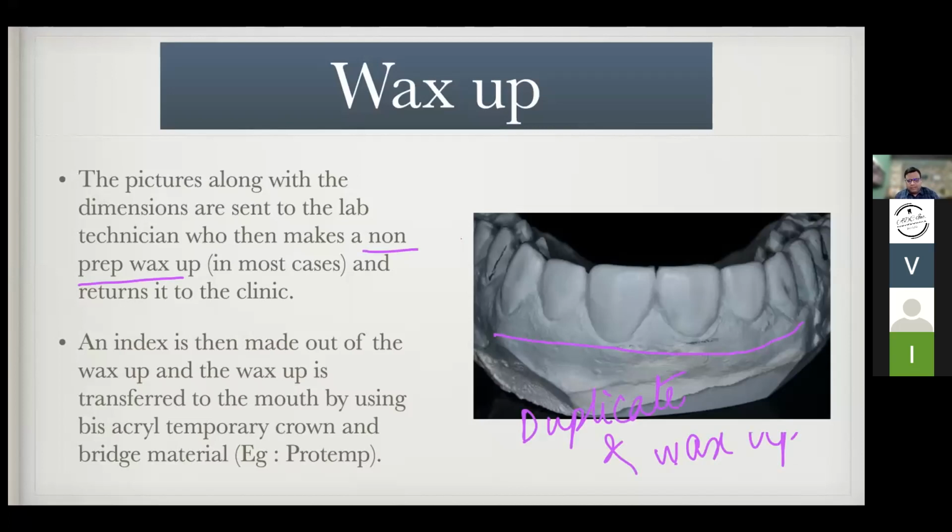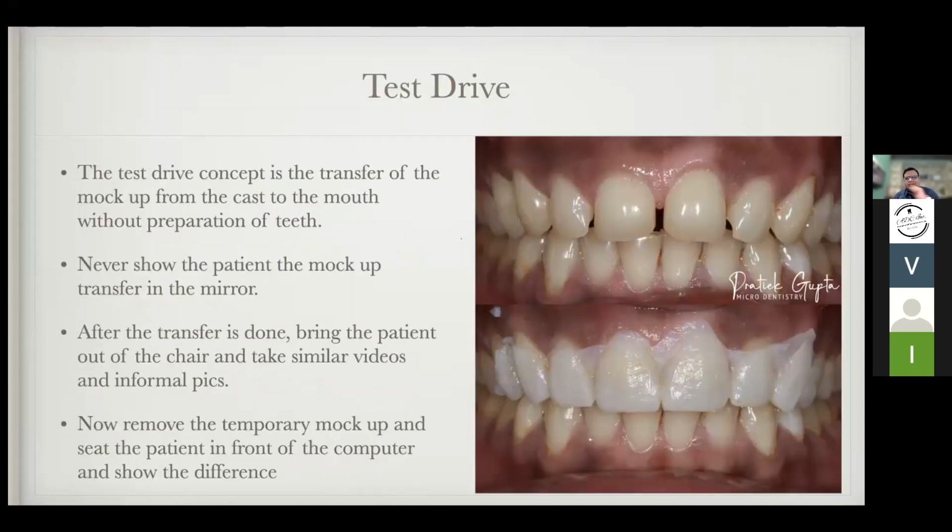Now you make a putty index, something like this. You take a putty, put it onto the teeth. I will show you how to make the putty index. You make the putty index. Now, this putty index, you transfer Protem and directly transfer it into the patient's mouth.